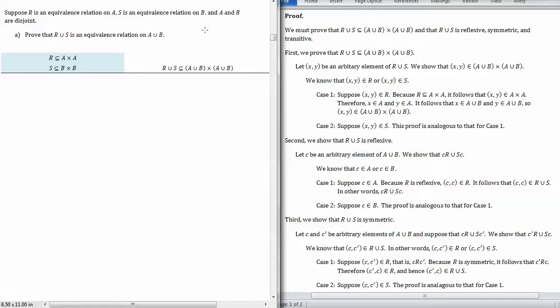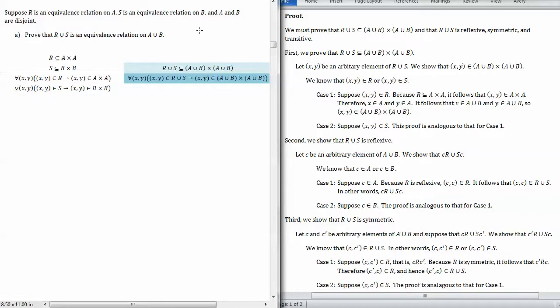Okay, so we'll use the fact that R is a relation on A and S is a relation on B, which are subset statements, so the definition looks like that. And remember, we're talking about elements of relations, so that's why I'm talking about ordered pairs here. Okay. And then here's what we want to prove.